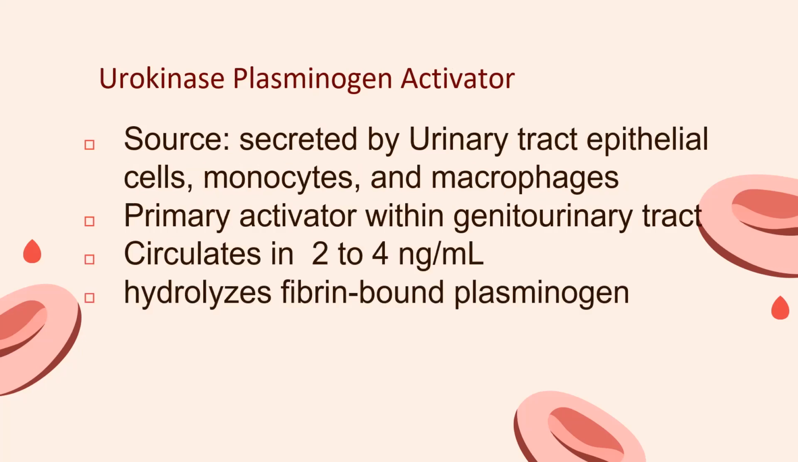Next, we have urokinase plasminogen activator. So this one naman is secreted by urinary tract epithelial cells, your monocytes, and macrophages. Okay? Circulates in our body at a value ng 2 to 4 ng per ml. Okay? This one also hydrolyzes fibrin-bound plasminogen. Okay? So, kaibahan ni urokinase ay sa kay tissue plasminogen activator, this one does not bind firmly to fibrin and has a relatively minor physiologic effect unlike your TPA.